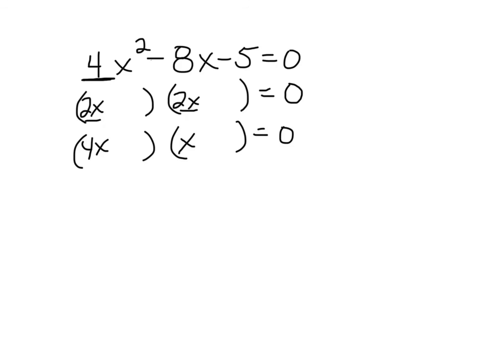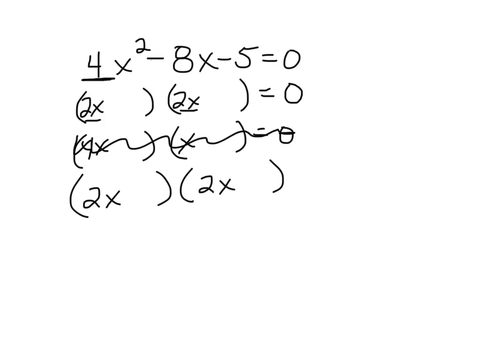For this particular problem, I am going to show you that this can be solved by factoring, and I'm just going to do it because I know what the answer is. It would be a 2x and a 2x. It would be 2x add 1, 2x subtract 5. It would work, and I would set both of these equal to 0.